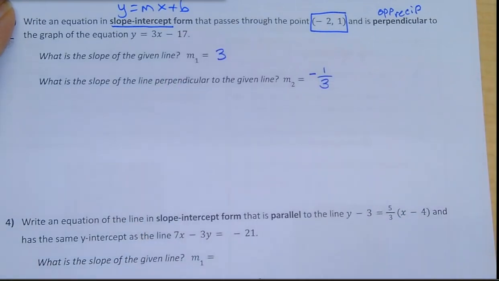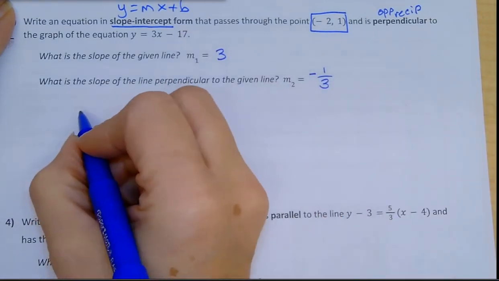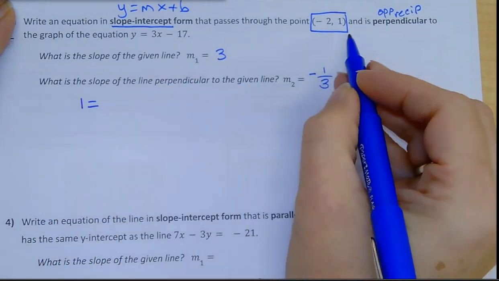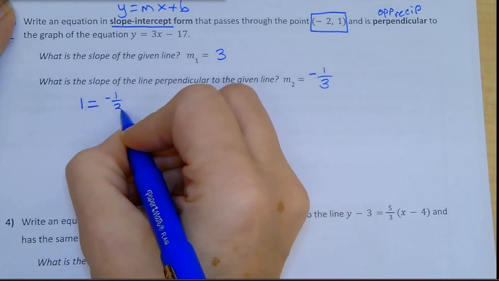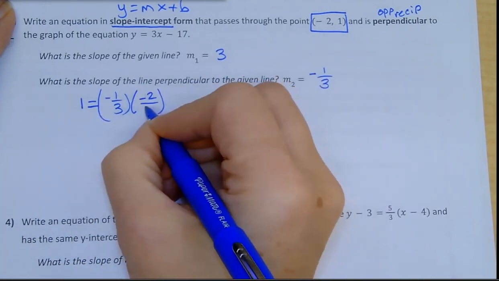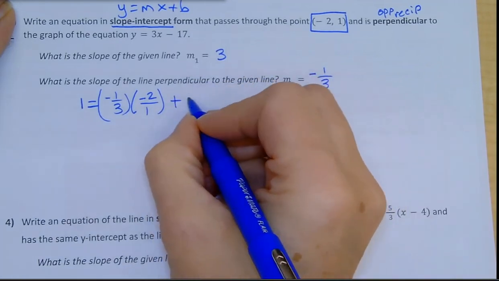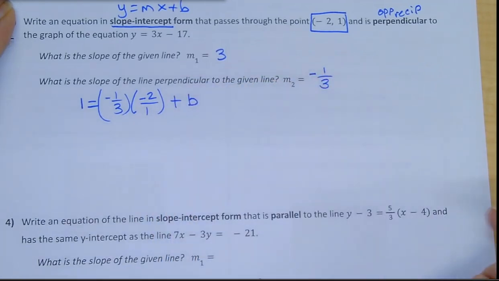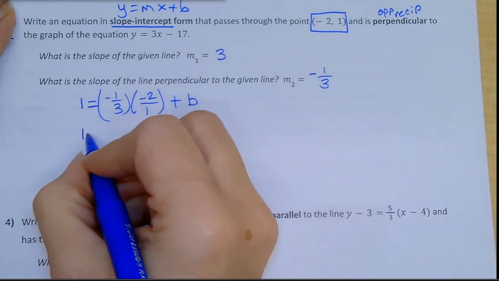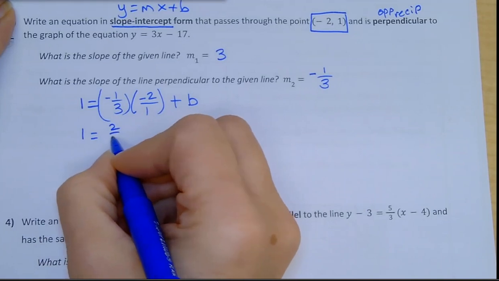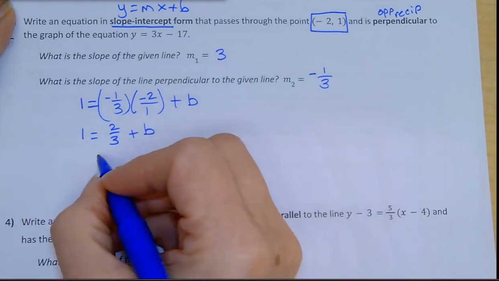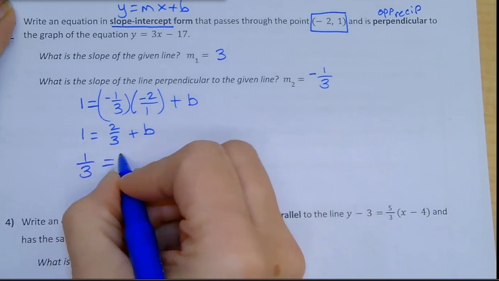Okay, I will use slope-intercept form all the way here, so I'm going to say y, my y is 1, equals m, negative 1/3, times x, which is negative 2, I'm going to make it look like a fraction, plus b. All right, so I've got y equals mx plus b. So 1 equals positive 2/3 plus b. I will subtract 2/3 from each side, so I'm left with 1/3 equals b.